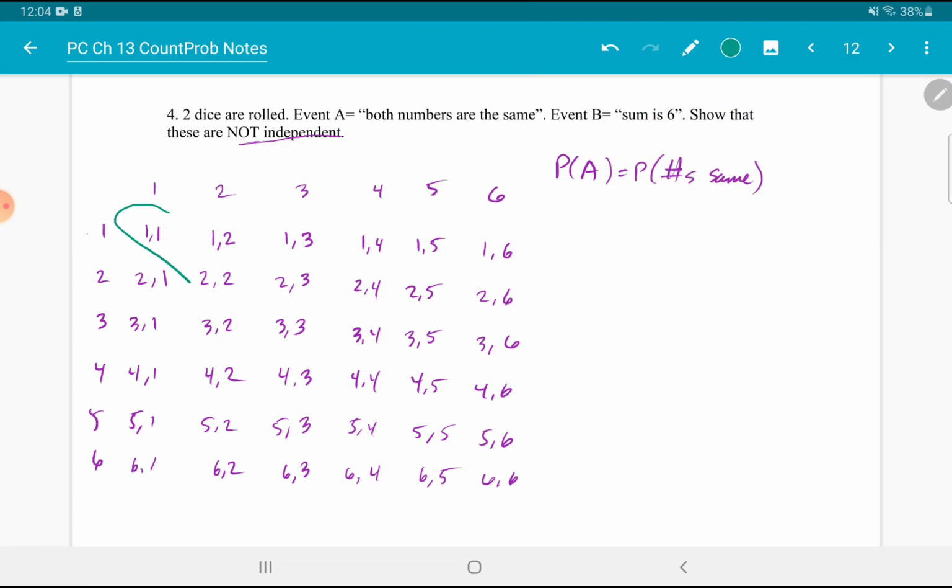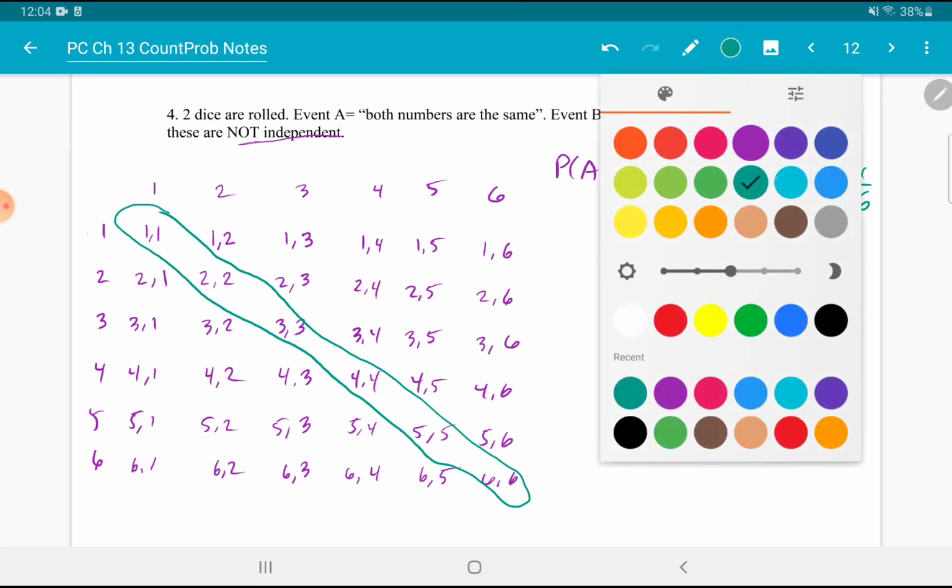The numbers are the same if you ever get 1,1, 2,2, 3,3, 4,4, 5,5, 6,6, those numbers there, right? So how many numbers are there? It looks like we have a total of 6 possibilities out of 36, so we have a 1 in 6 chance there. Okay. Let's take a look at another scenario.